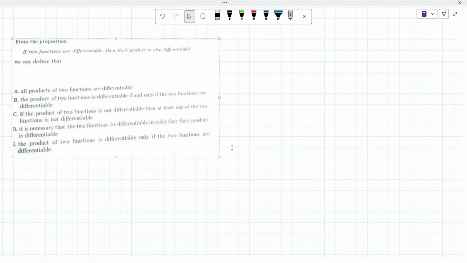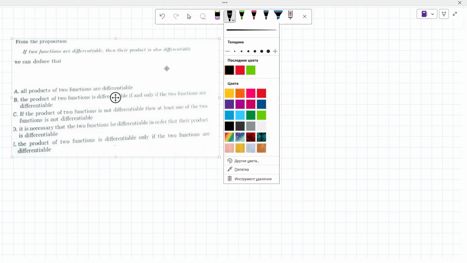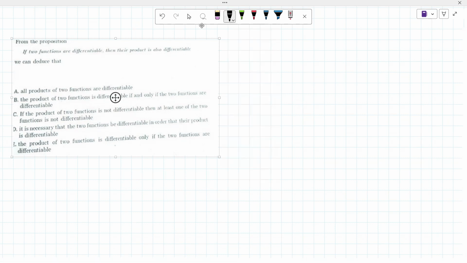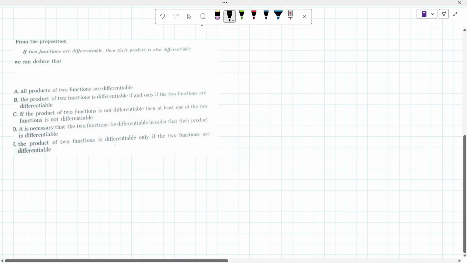Anytime you have statements, you can either take some conclusion from the statement, or you can find the negation. In this case, in the question it's written right here, we can deduce that. So we can deduce that is the same as we can conclude that, and so on. Anytime you have such questions, you have to find equivalent statements. So in this case, you need to find the equivalent statement for this: if two functions are differentiable, then their product is also differentiable.